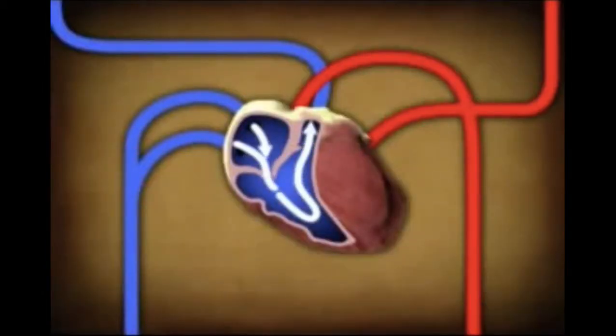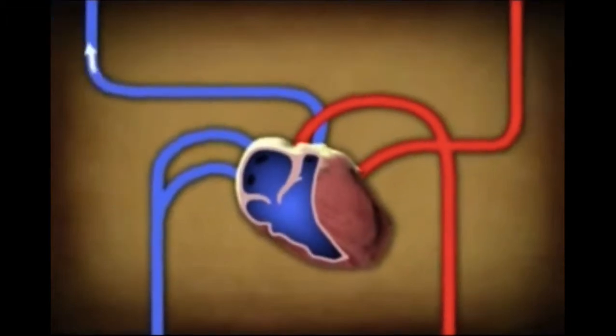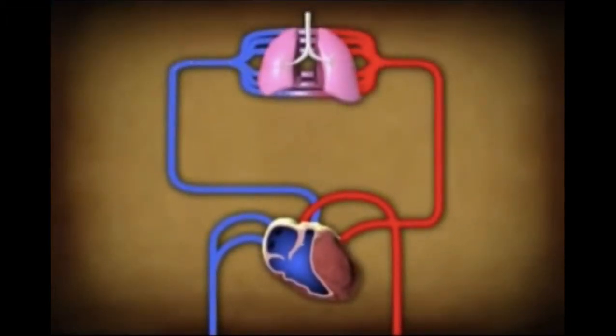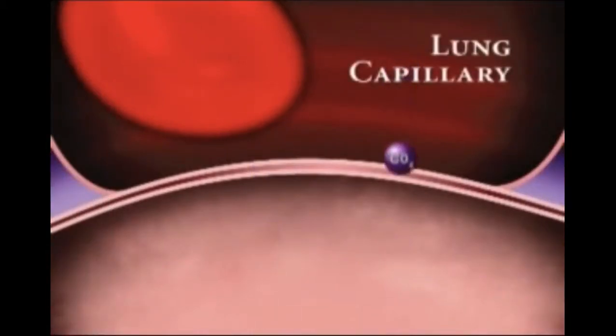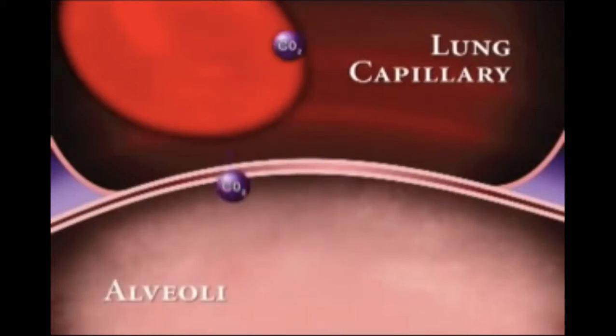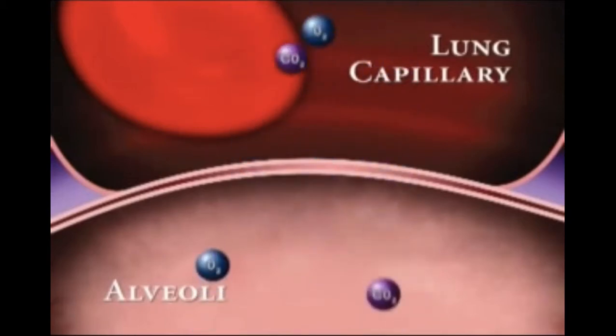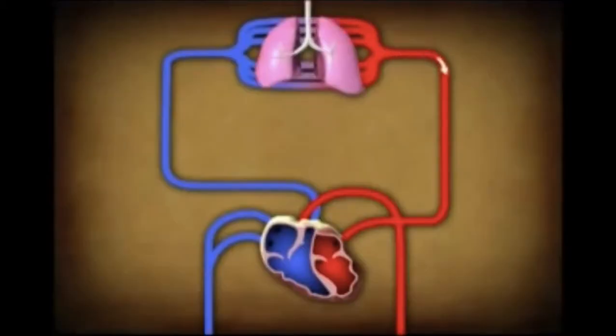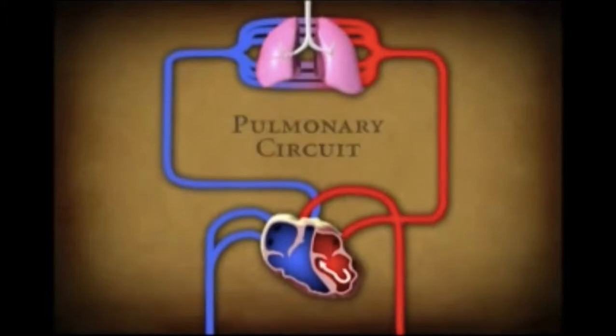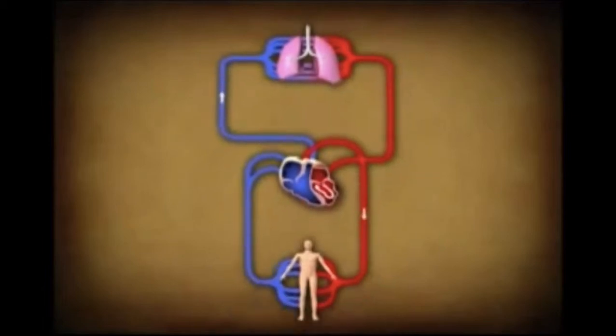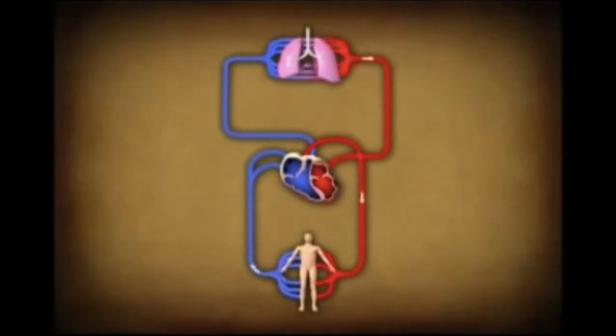The right side of the heart receives blood returning from the tissues and pumps it toward the lungs. In the lung capillaries, carbon dioxide diffuses through vessel walls into tiny air sacs called alveoli and is exhaled. Oxygen diffuses in the opposite direction and is taken up by red blood cells. This oxygenated blood then returns to the heart, completing the pulmonary circuit. In both the pulmonary and systemic circuits, arteries carry blood away from the heart and veins bring it toward the heart.